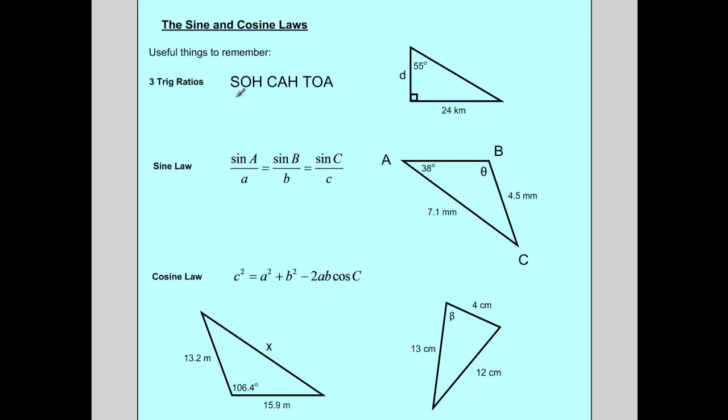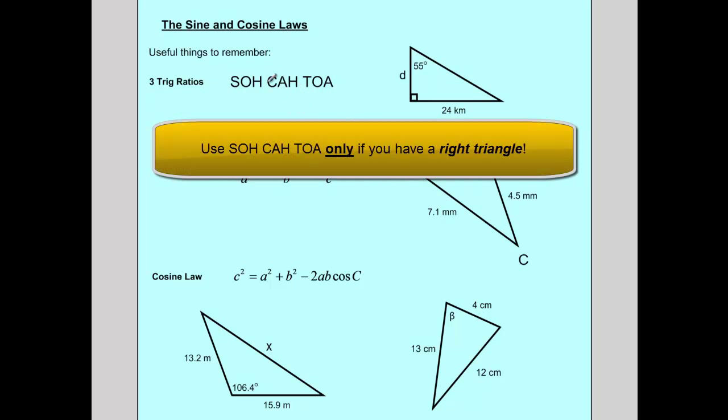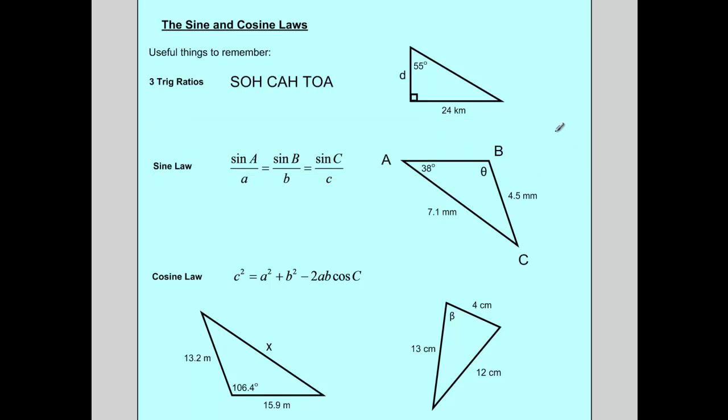The first is our three trig ratios, sine, cosine, and tangent, or using SOHCAHTOA. We use this strictly when we have a right angle triangle. So you can see on the right here that I have a right angle triangle, I have an angle that I'm working with, 55 degrees, and I'm given another side, and I'm looking for side D. So anytime we have a right angle triangle, we want to use the three trig ratios, or SOHCAHTOA, to solve for the missing side or missing angle.